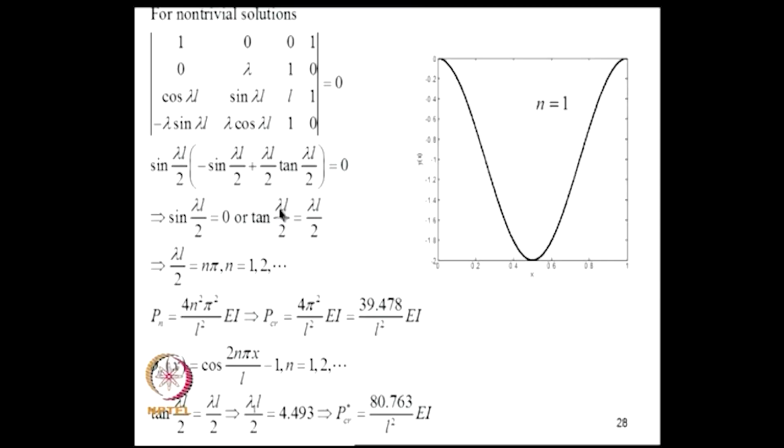The second branch, tan lambda L by 2 equal to lambda L by 2, if one solves, the first root is given by 4.493, and the P critical value is 80.763 EI by L square. As you can see, this is higher than this, therefore, this is the critical value. This is the first root of this branch, tan lambda L by 2 equal to lambda L by 2, and pi is the first root of this, and this is the first critical load from this branch, and this is the first critical load from this branch. Among these two, this is the lowest, therefore, this is the critical load for the beam.